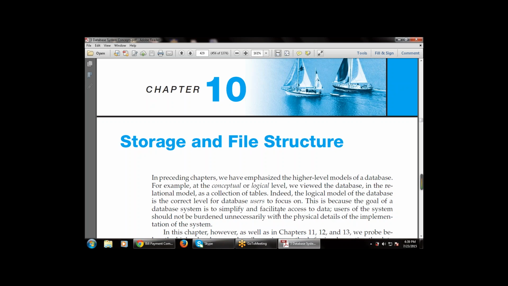Indeed, the logical model of the database is the correct level for database users to focus on. This is because the goal of a database system is to simplify and facilitate access to the data, that is, how to store and access the data. Users of the system should not be burdened unnecessarily with the physical details of the implementation of the system.